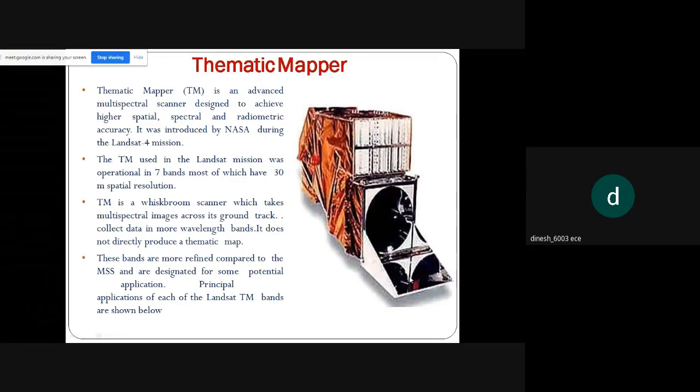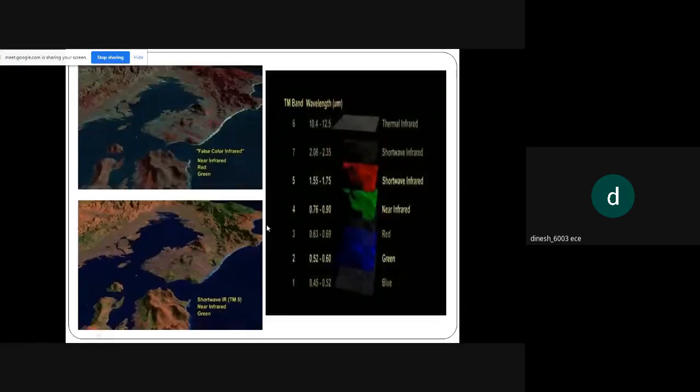This is your scanner. It is focused towards the earth side. So if this thematic mapper is being used, how it takes images, you can see here. So the thematic map is shown here. These are the photographs taken by the thematic mapper resolutions, where it has been divided into 7 bands.